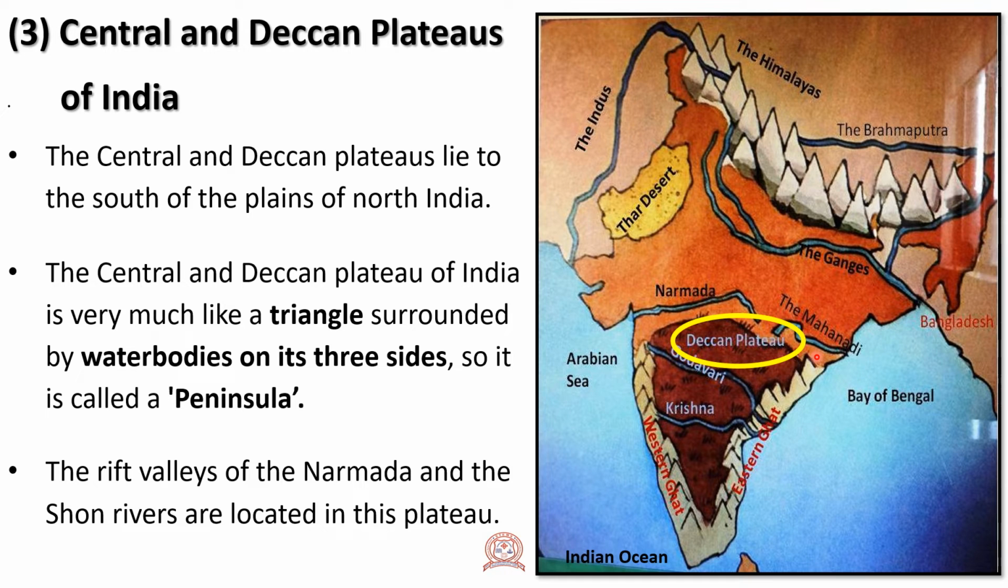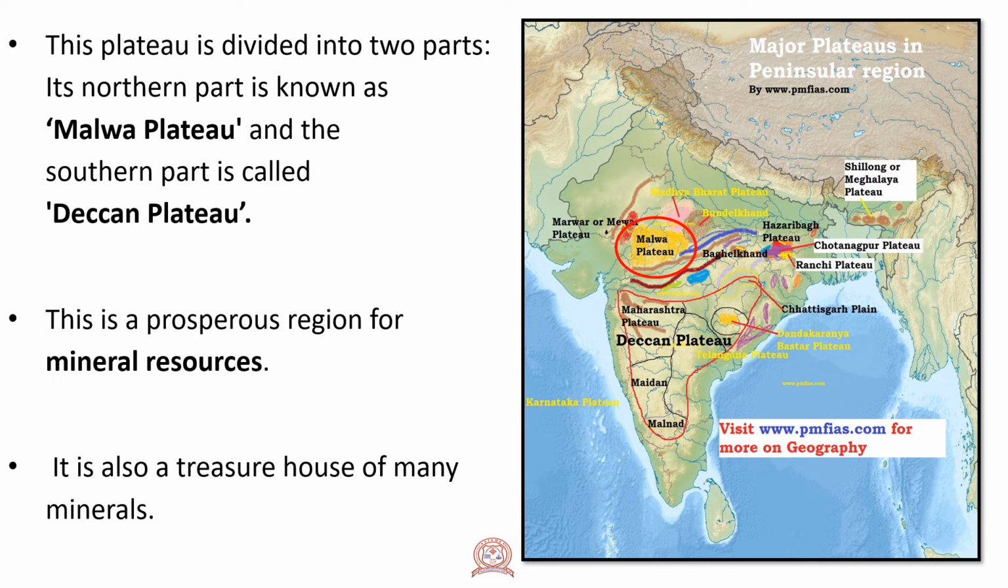The Rift Valley of the Narmada and the Son rivers are located in this plateau. This plateau is divided into two parts. Its northern part is known as Malwa Plateau and the southern part is known as Deccan Plateau. This is a prosperous region for mineral resources. It is also a treasure house of many minerals.